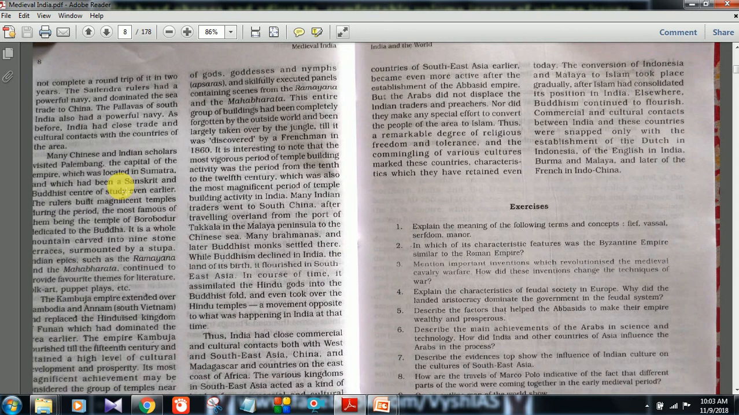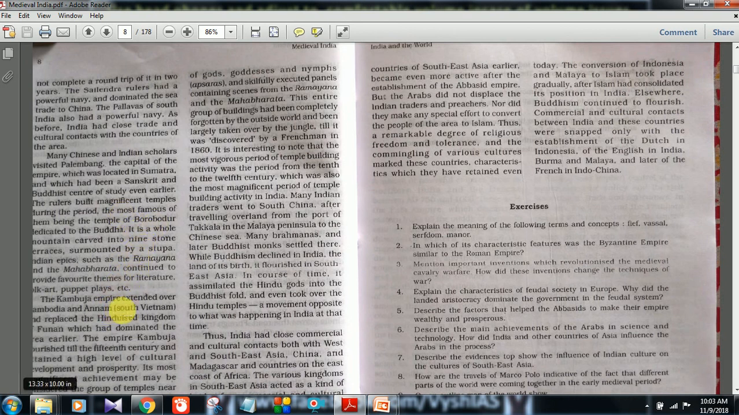The rulers built magnificent temples during this period, the most famous of them being the temple of Borobudur. I told you this again yesterday also, Borobudur in, I think, Java. Okay, it is a whole mountain carved into 9 stone terraces surmounted by a stupa. Indian epics such as Ramayana and Mahabharata continued to provide favorite themes for literature, folk art, puppet plays, etc. Okay, in our art and culture test series also I remember there is a question regarding this Borobudur temple in Indonesia.